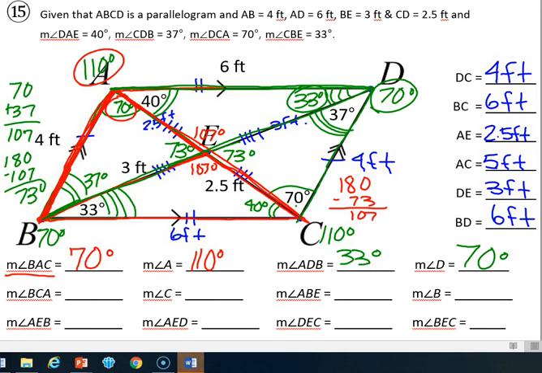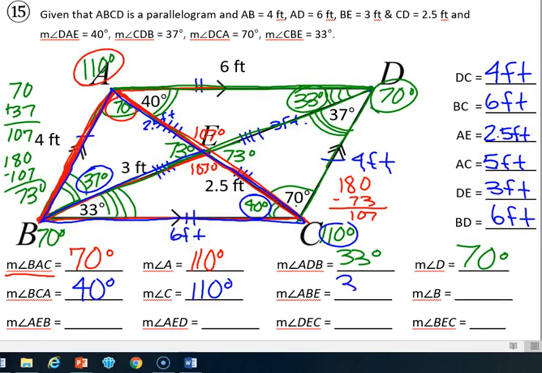Then we have angle BCA. I'm going to use a different color again, just to keep you guys with me. BC is one side of it. CA is another side of it. So we're talking about this angle right here, which is 40 degrees. I think you got C by now. Hopefully you can see that it's 110. Then we've got ABE. So I'm going to go from A down here to B, up here to E. So hopefully you can see this is 37 degrees. Then we've got angle B again. So we're talking about this down here, 70 degrees.